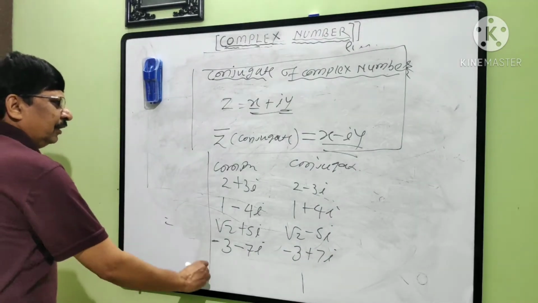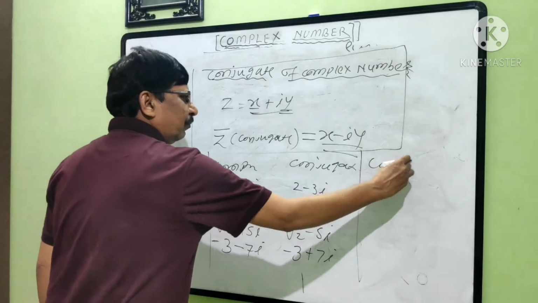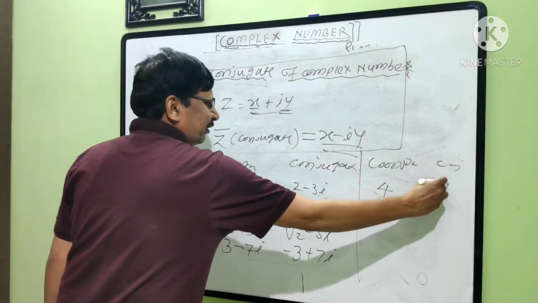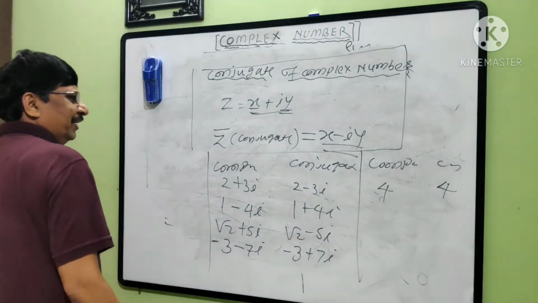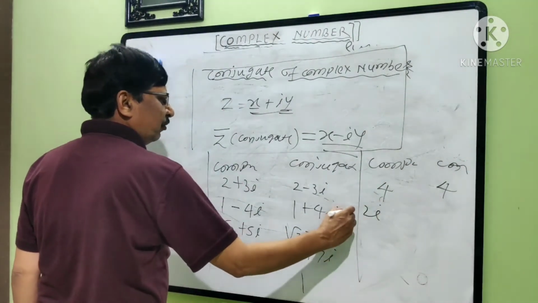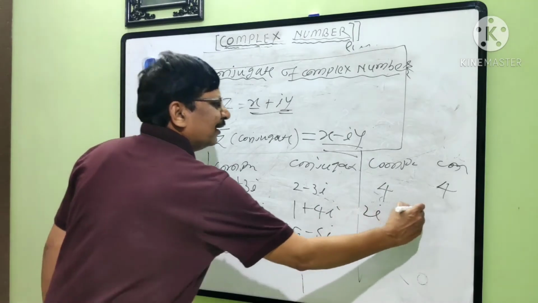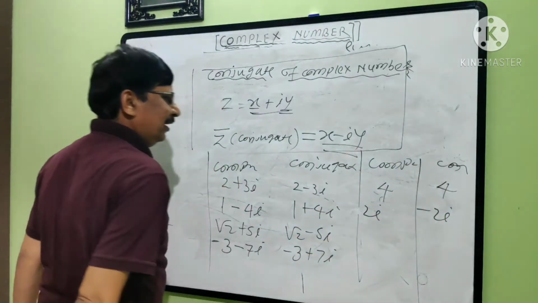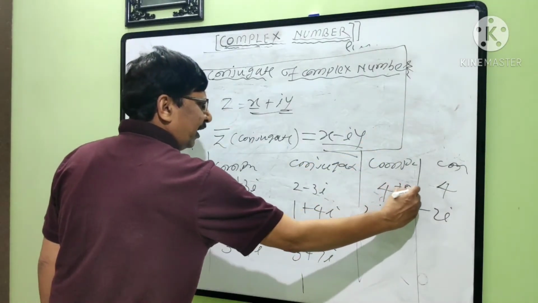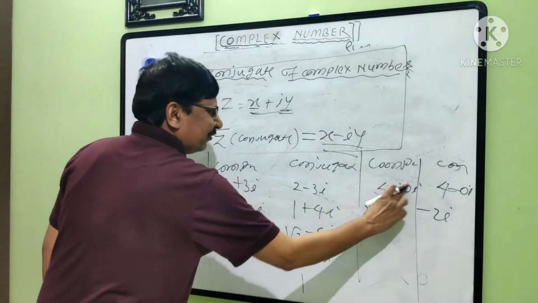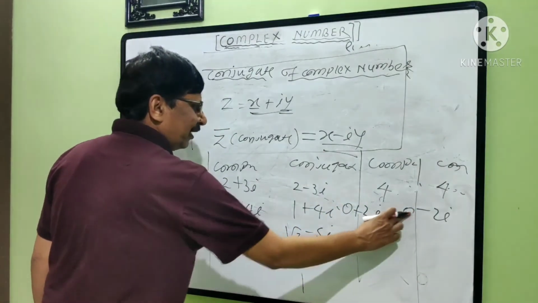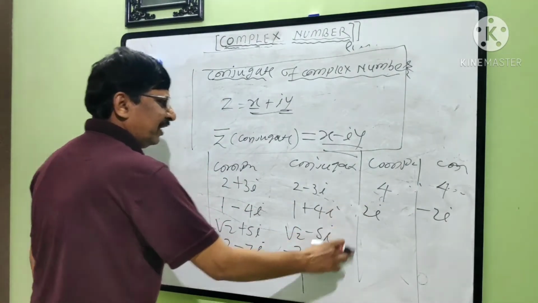Okay. Now again I am going to write some complex conjugates. Suppose 4. 4 means 4 plus 0i, so its conjugate will be 4 minus 0i, which is 4. Now suppose 2i. 2i means 0 plus 2i, so the conjugate is 0 minus 2i, that is minus 2i. According to our definition, the conjugate of 4 is 4, and the conjugate of 2i is minus 2i.